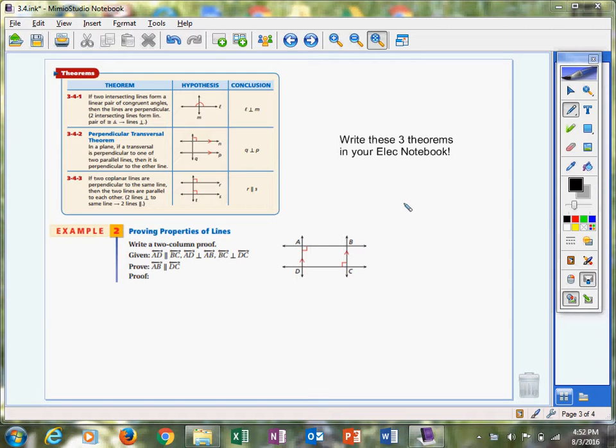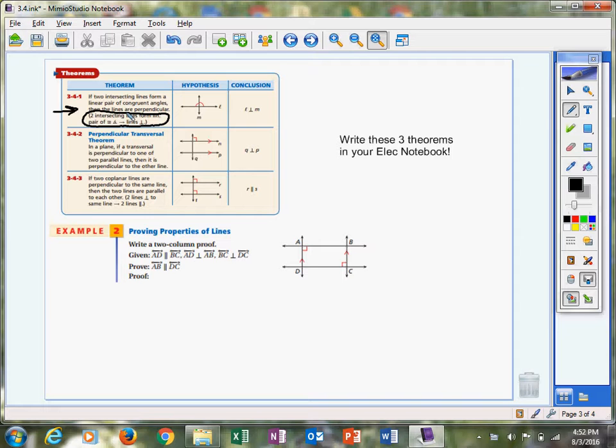Section 3-4. We're doing example 2, and we're going to do another proof. Try to speed this up just a little bit. In your electronic notebook, go ahead and write down these 3 theorems. If you want to shorthand, because this one doesn't have a title to it, this is a great way to shorthand it right here. This is what the theorem says.